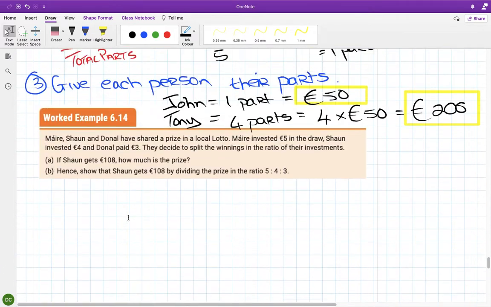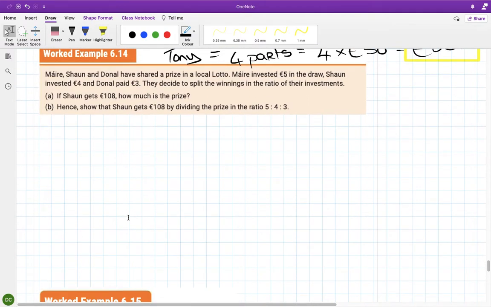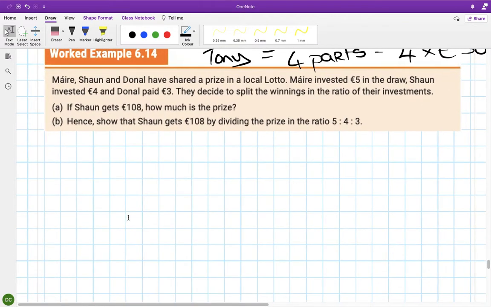Right, we'll try this one, okay? So you'll see there's a slight difference here. So Moira, Sean and Donal have shared a prize in a local lotto. Moira invested €5 in the draw, Sean invested €4 and Donal paid €3. They decide to split the winnings in the ratio of their investments.